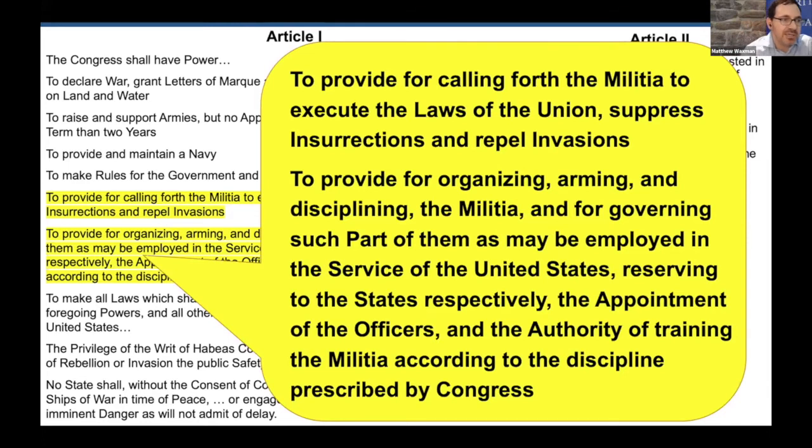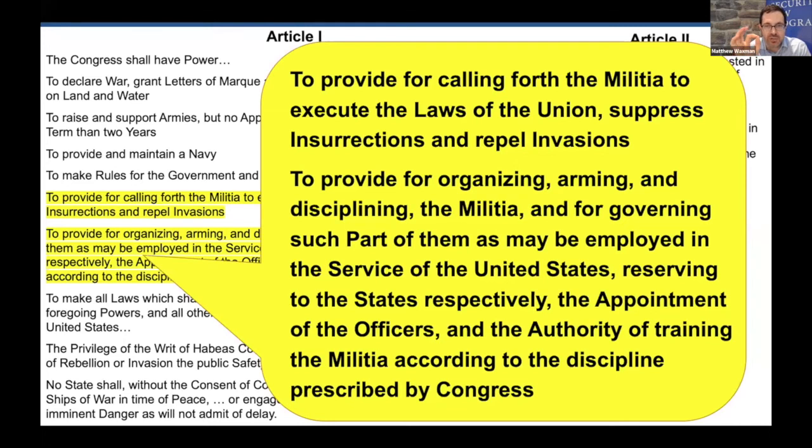Point number two is that the national government, Congress specifically, has the power to call state militias into service, but arguably from the text only for certain very specific defensive purposes.